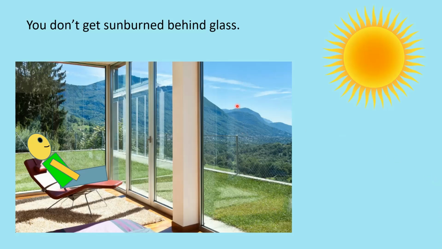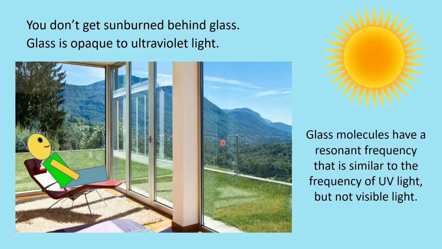Well, glass is obviously transparent to visible light from the sun, but it's not that visible light that causes sunburns, it's ultraviolet light, or UV light. So the fact that we don't get sunburn behind glass suggests that glass is opaque to ultraviolet light. When the UV light from the sun hits the glass, all of that energy gets absorbed, and so none of that is re-emitted on the other side as ultraviolet light. Another way we could say this, now with our understanding of resonance, is that glass molecules have a resonant frequency that is similar to the frequency of UV light, but not visible light.